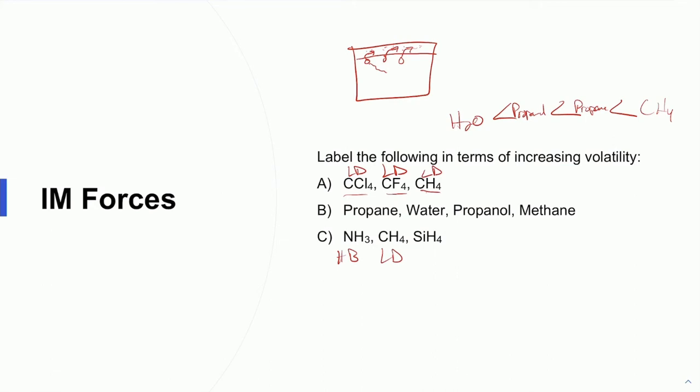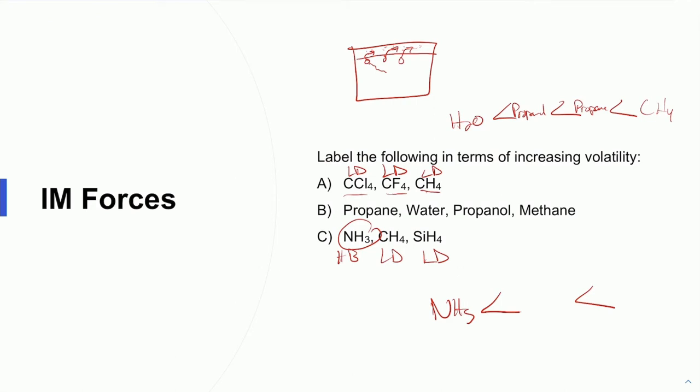And SiH4, Si is right below carbon. It makes 4 bonds just like carbon does, so it's going to have the same shape, just a little bit bigger, but it is just going to be London dispersion. So when we're comparing these, I'm going to expect that ammonia, NH3, is going to be at the bottom, the lowest, because it has the highest intermolecular forces. So it's going to have the lowest volatility.